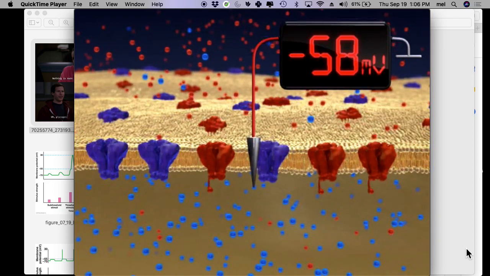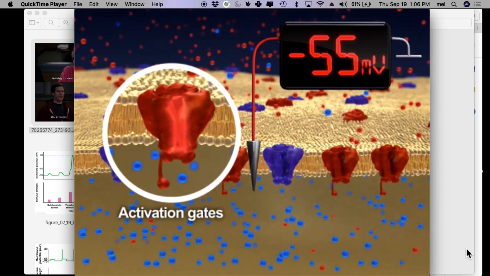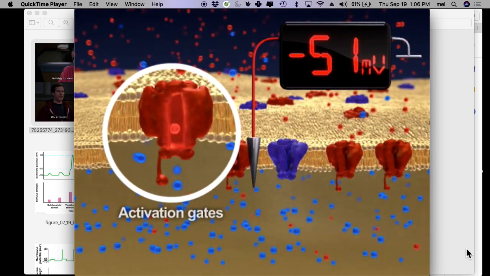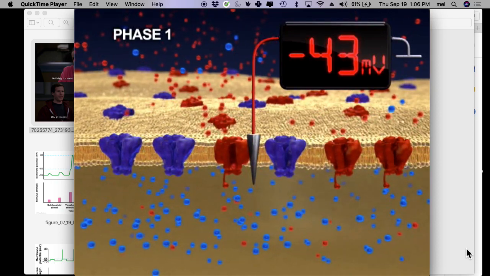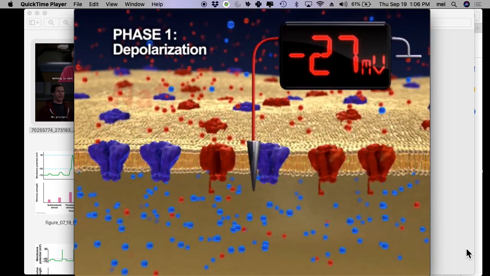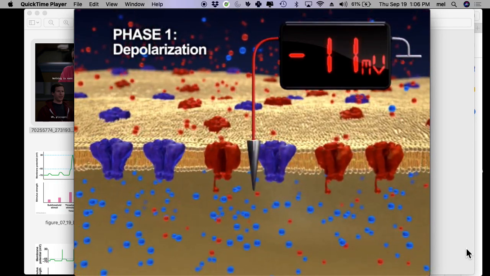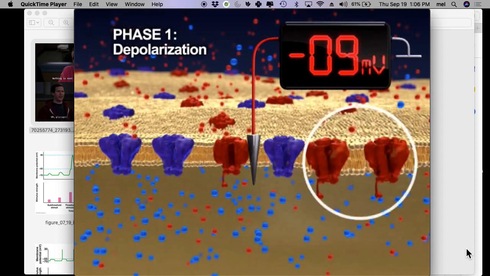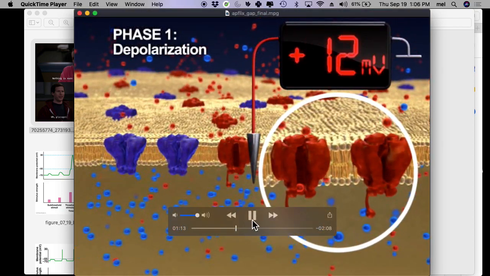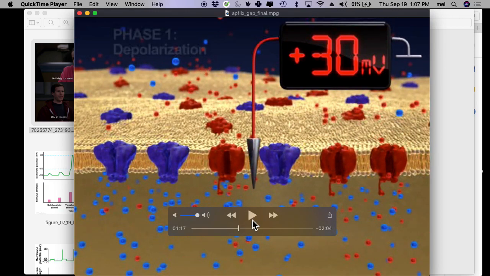A threshold stimulus changes the shape of the voltage-gated sodium channels, causing their activation gates to open. This event marks the beginning of phase 1 of the action potential, known as depolarization. As sodium ions diffuse into the axon, the membrane potential becomes less negative. This causes more voltage-gated sodium channels to open, and the membrane potential soars to plus 30 millivolts. That's the whole positive feedback portion, right? Depolarize to open them, which causes more depolarization. It goes up and up and up.